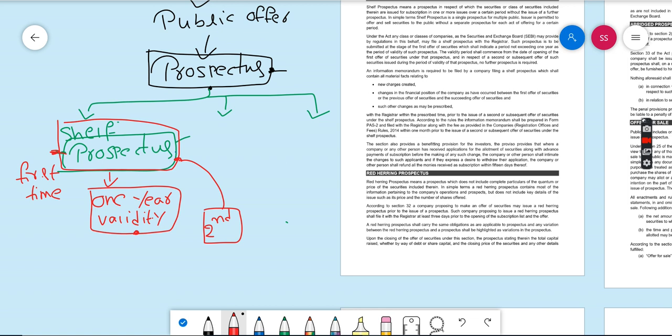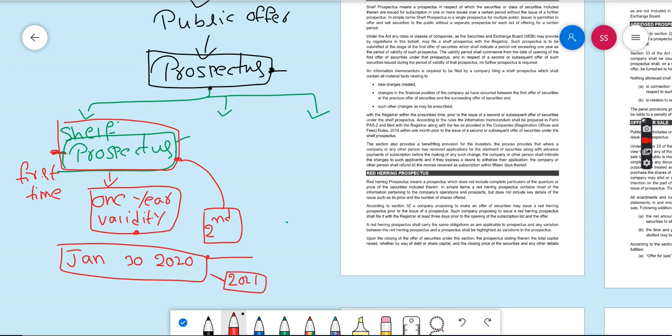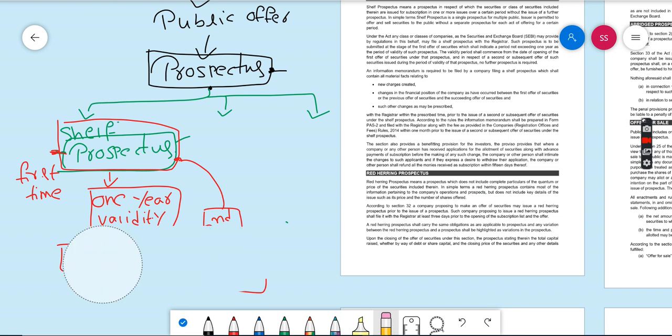When does that validity start? For example, let's say January 30, 2020, the first issue started. That means the validity will start from this date, so from this date to January 30, 2021. During this period, if the company issues any securities, the company need not issue a fresh prospectus again. The company can issue the same prospectus because it has 1 year validity. Validity starts from the date of the first issue of securities, right?